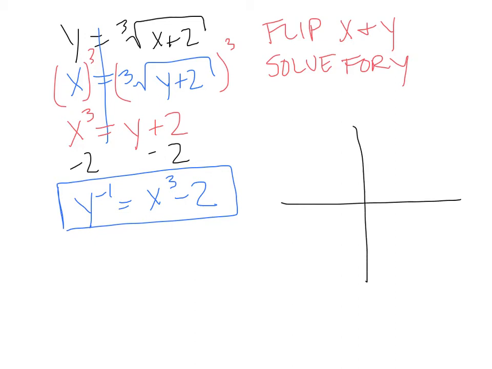If you wanted to think about it graphically, and I do because I like to, we could see that our original function was that cube root that had been shifted over 2, and our new function is a cubic that's been shifted down 2. And how cool is that? You can already kind of see the reflection that had been happening over the line y equals x.